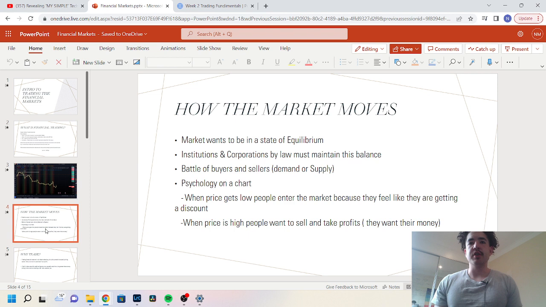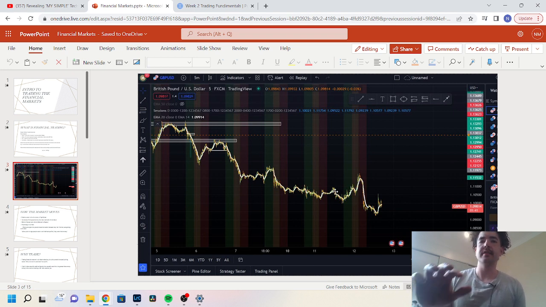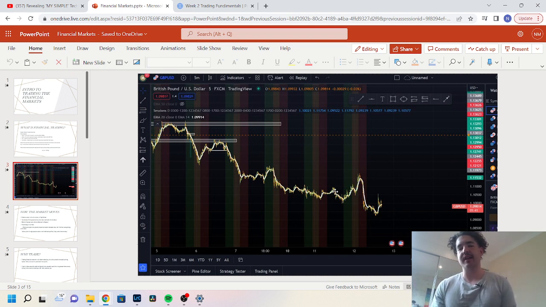So how the market moves, the market wants to stay in a state of equilibrium all the time. This pretty much means that every single candle is the average of buyers and sellers competing on price. So a chart is essentially psychology on a chart. It's thousands of decisions all at once.